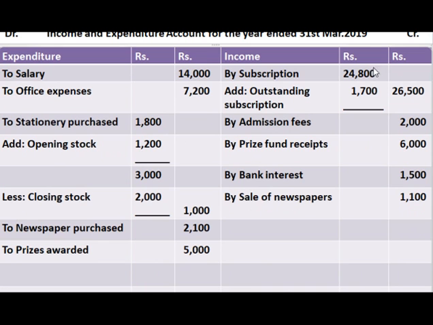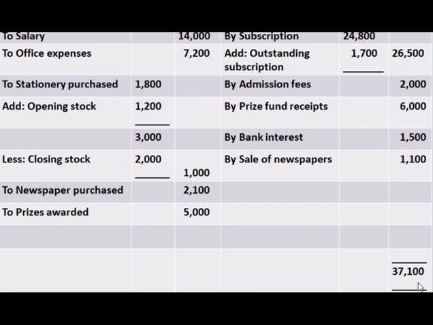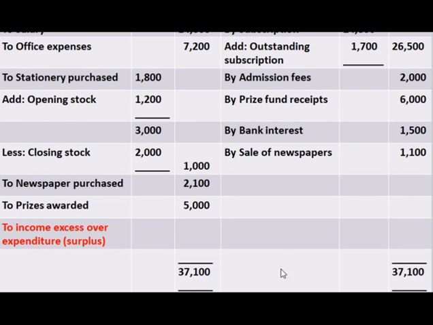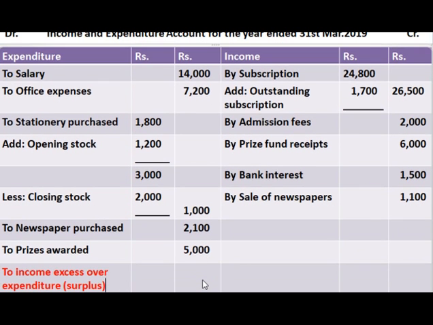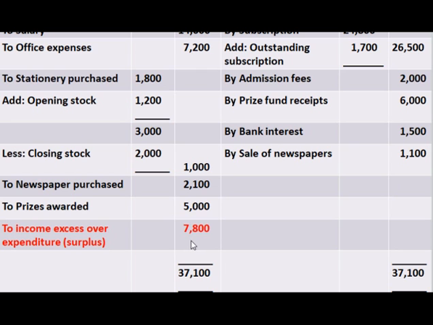Here, credit column is greater than debit column and the amount of credit column is rupees 37,100. And we have to balance the same amount in debit column also, which is rupees 37,100. If income excess over expenditure, then our balancing figure is surplus. For the calculation of surplus, we have to less 37,100 with 14,000, 7,200, 1,000, 2,100 and 5,000, which will give you rupees 7,800. Now we have found the amount for surplus.